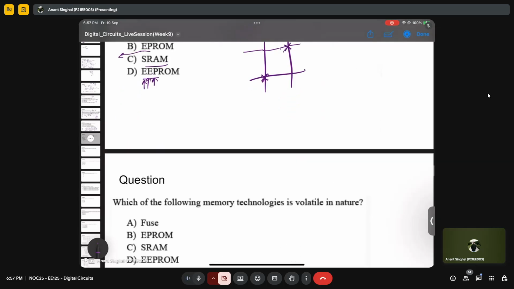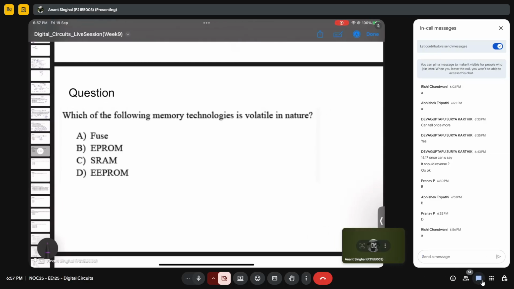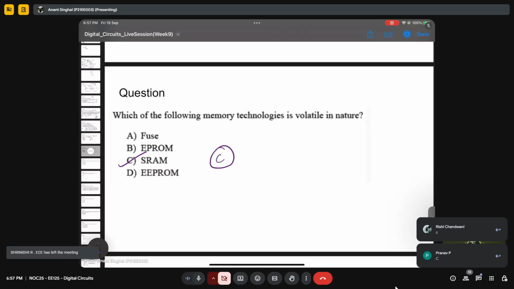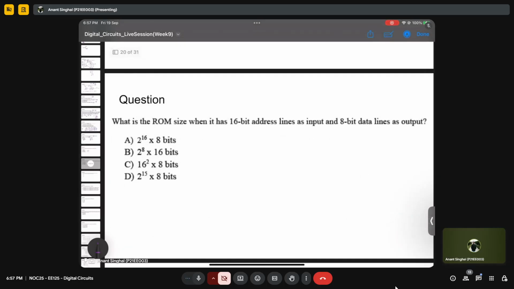Okay, is it fine? Let's move ahead. Which of the following memories is volatile in nature? Anyone quickly? Yes, RAM, sir. Yeah, so we just studied that SRAM or the RAM is in general volatile in nature. ROM is permanent. So yeah, this is again theoretical. Let's move ahead.